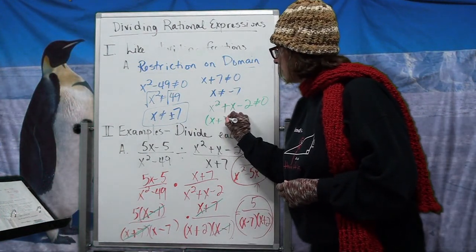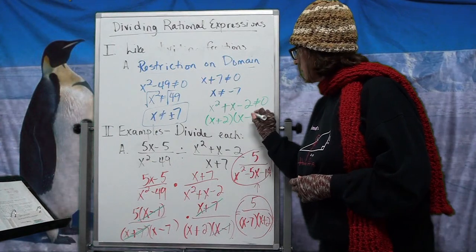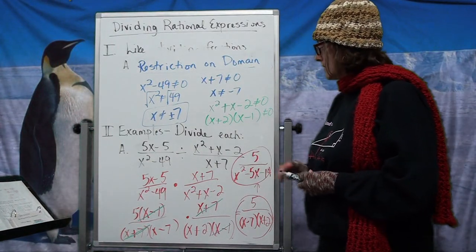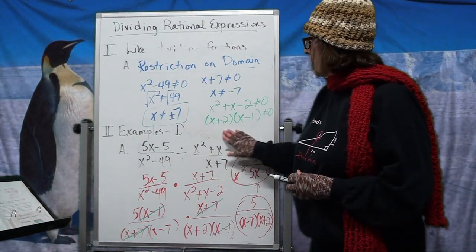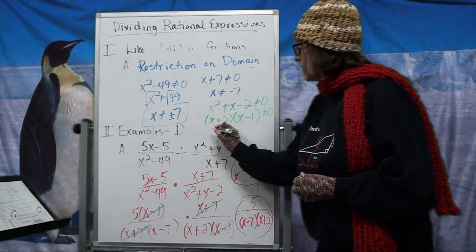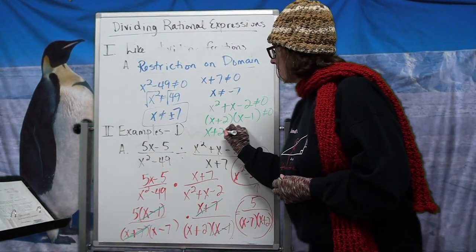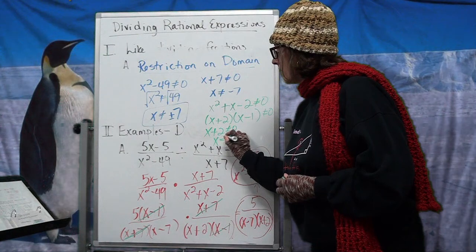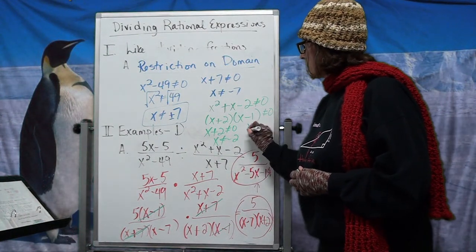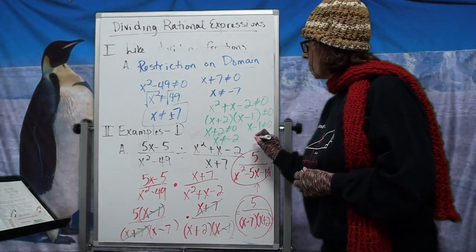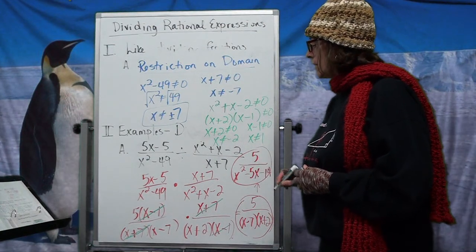So I have an x plus 2 times an x minus 1, but that had better not be a 0. So in that case, that x plus 2 had better not be 0. If that's the case, x had better not be a negative 2. The x minus 1 had better not be a 0. If that's the case, the x had better not be a 1.